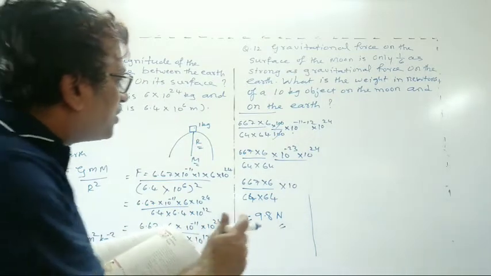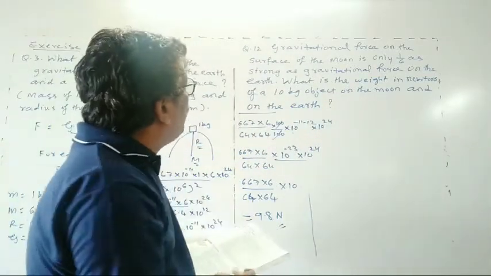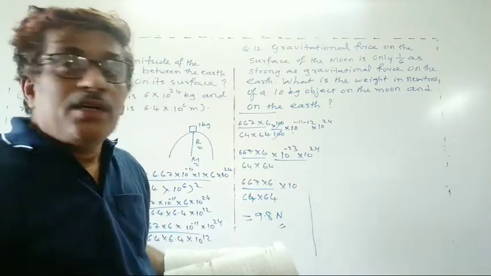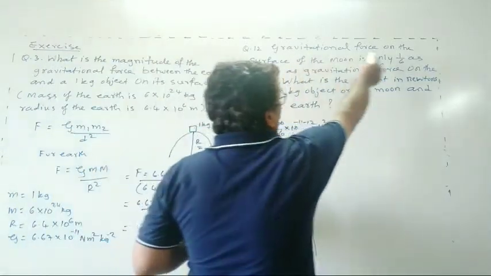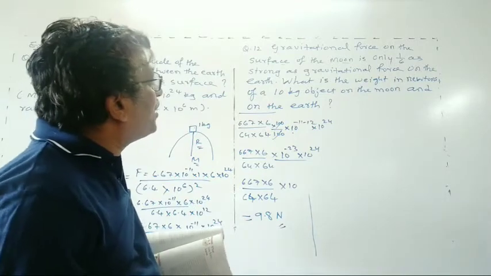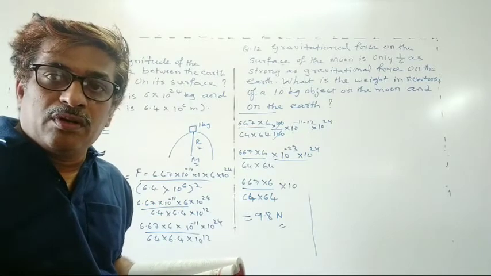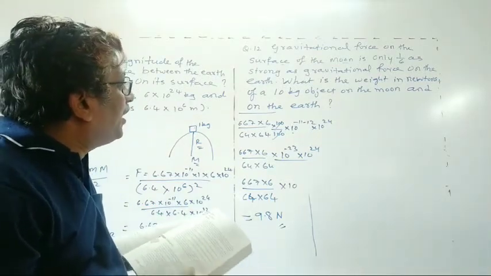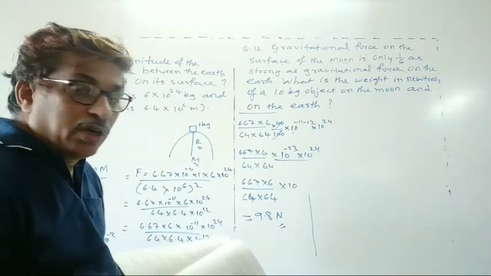Now, next this question. See, what is the second question? Gravitational force on the surface of the moon is only 1 by 6 as strong as the gravitational force on the earth. So you know that the weight on the earth and the weight on the moon, 1 by 6 will be there. So what is the weight in Newtons of a 10 kg object on the moon and on the earth?